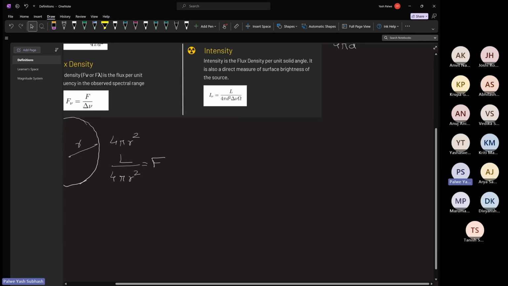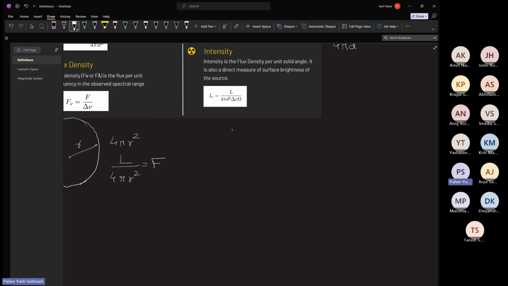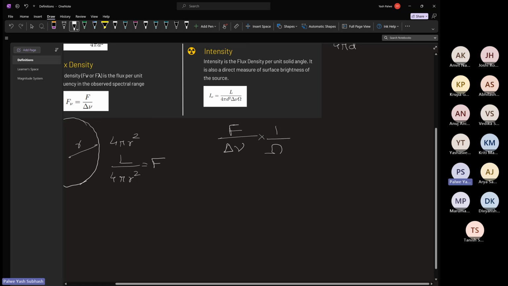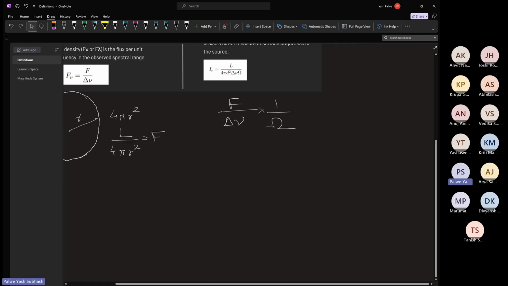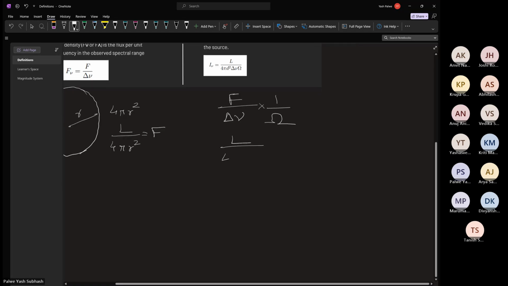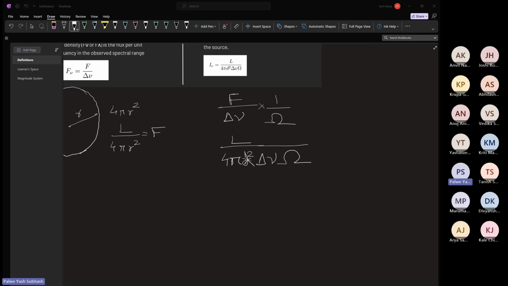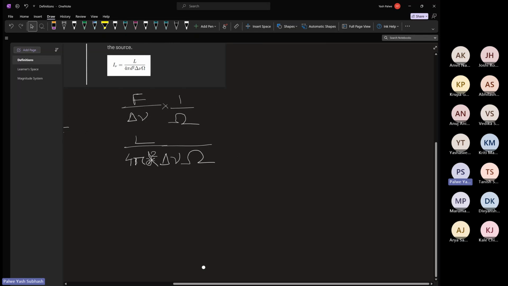Next is intensity. So, as defined here, intensity is flux density per unit solid angle. So, as we saw, flux density is F by delta nu, and you have to divide it by solid angle. So flux is L by 4 pi r square. D square root. Solid angle, you must remember from Gauss's law during your JEE prep.